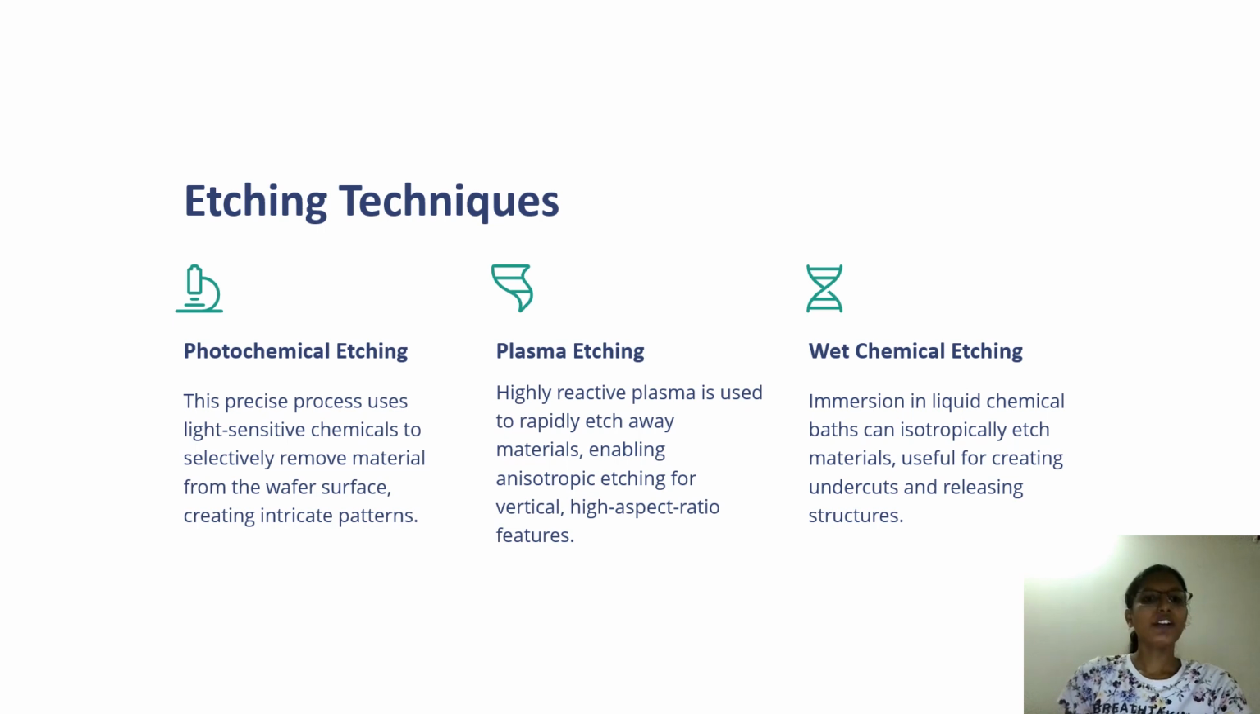And etching techniques: photochemical etching, plasma etching, and wet chemical etching. This precise process uses light-sensitive chemicals to selectively remove materials from the wafer surface, creating intricate patterns. Then highly reactive plasma is used to rapidly etch away materials, enabling anisotropic etching for vertical, high aspect ratio features. Then wet chemical etching: immersion in liquid chemical baths can isotropically etch materials, useful for creating undercuts and releasing structures.